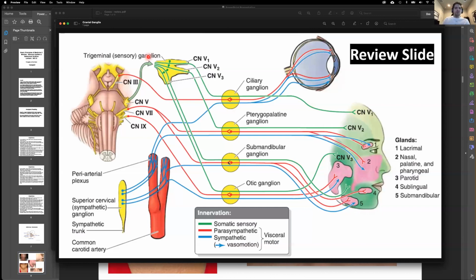Unfortunately, it's one of those things you just have to memorize, but make sure you know these and certainly know what the end targets are, because they can ask you if there's some sort of lesion somewhere, what is going to be affected specifically in the ganglia.